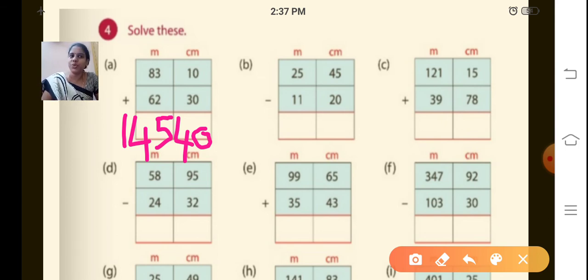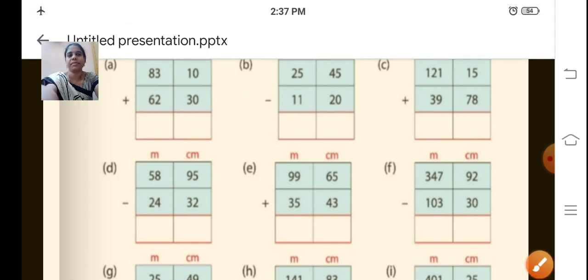Now let's go on to the B sum. We are going to just see what this is. So we are going to do subtraction. B sum is subtraction. So we are going to subtract 25 meter 45 centimeter minus 11 meter 20 centimeter. How to do this? So B sum.